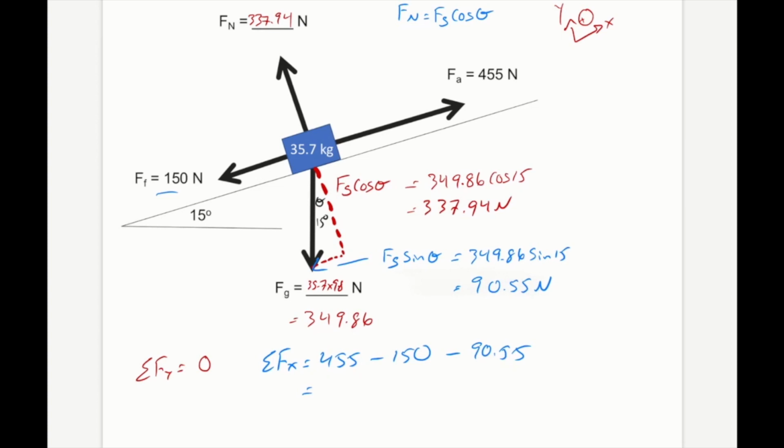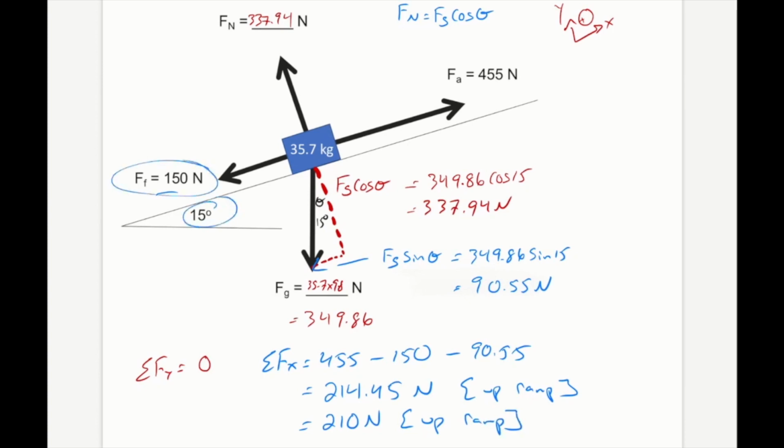So when you take 455 and you subtract 150 and 90.55, you get 214.45 newtons. Since the positive direction is up the ramp, we would say up ramp. Now we need two significant digits in our answer, so our final answer is going to become 210 newtons up ramp. We have two significant digits because we have two sig digs right there and there. And that's our final answer, 210 newtons up the ramp. And that concludes our force introductory lesson.